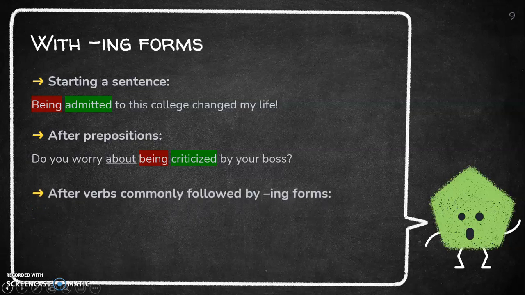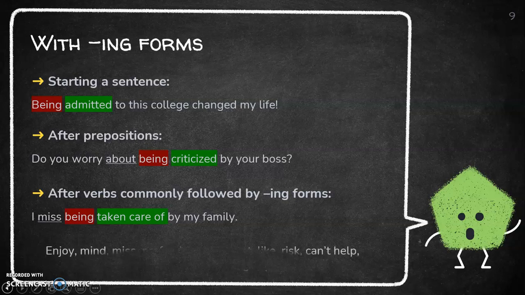After verbs commonly followed by ing forms, for example, I miss being taken care of by my family. In this case, we have the verb miss, which normally has to be followed by a verb in ing. But if that verb is in passive voice as well, what we do is write the verb to be in ing form. These are some typical examples of verbs that are followed by ing forms.